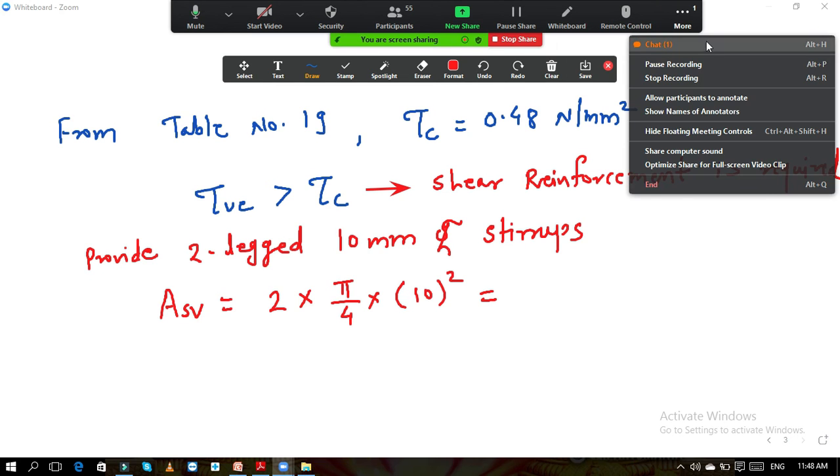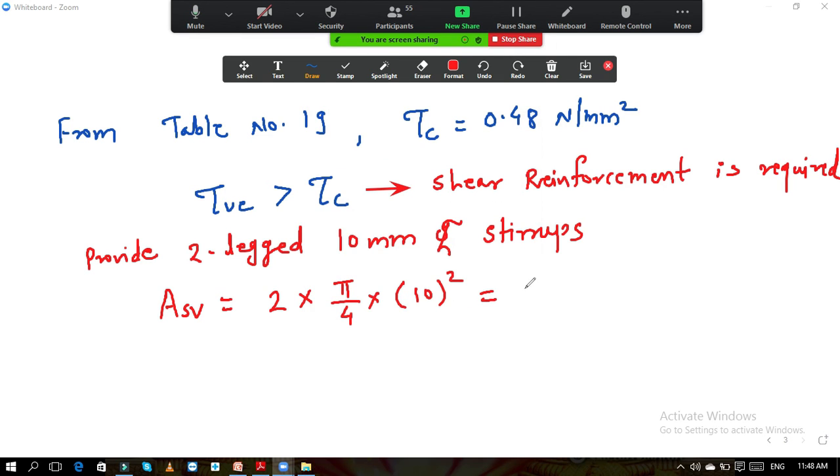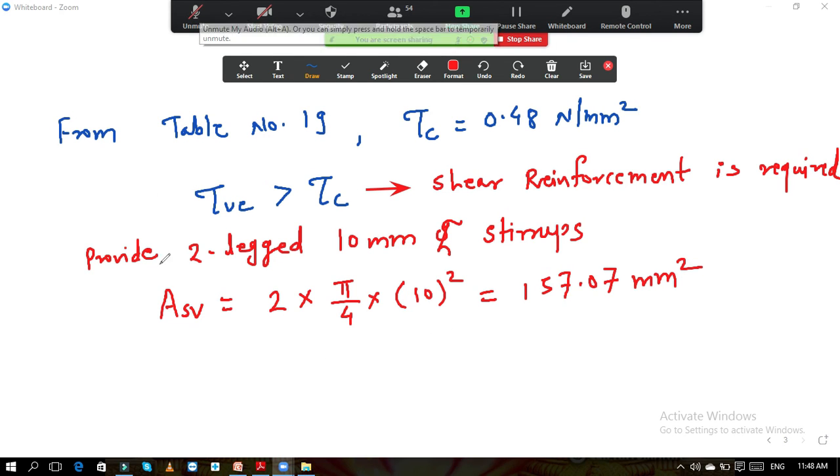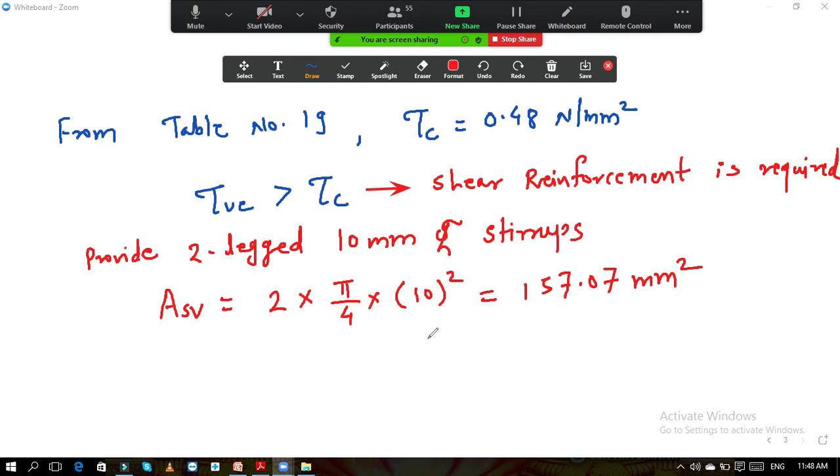Okay, so किती आलं? 157.07. Okay, so the answer is 157.07 mm square. So this is the area of the stirrup. So now calculate the spacing of the stirrups from this area.